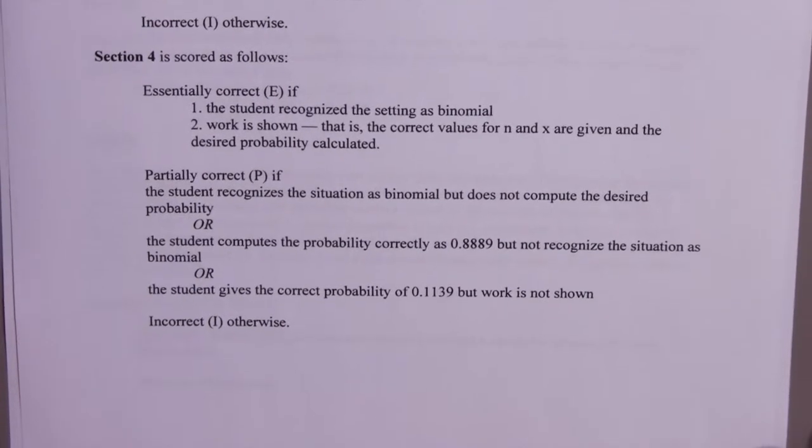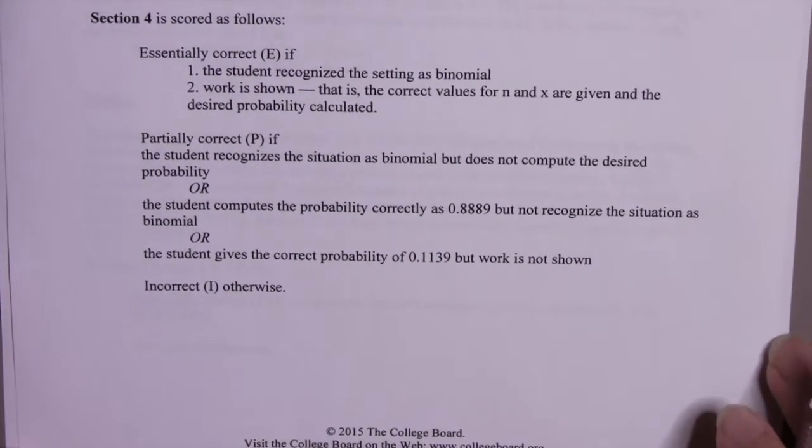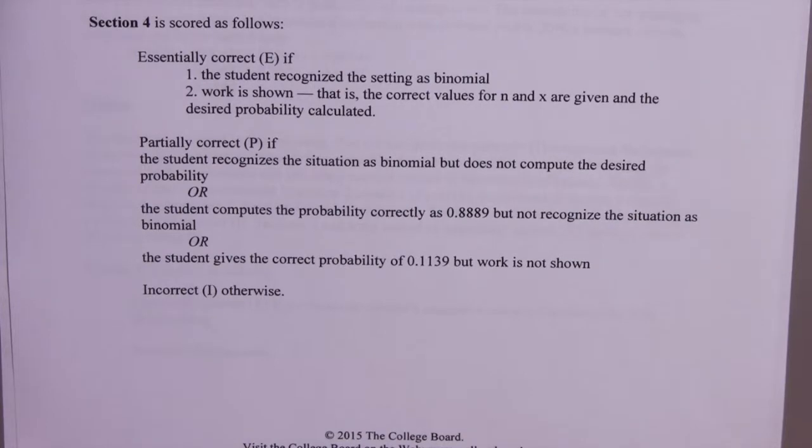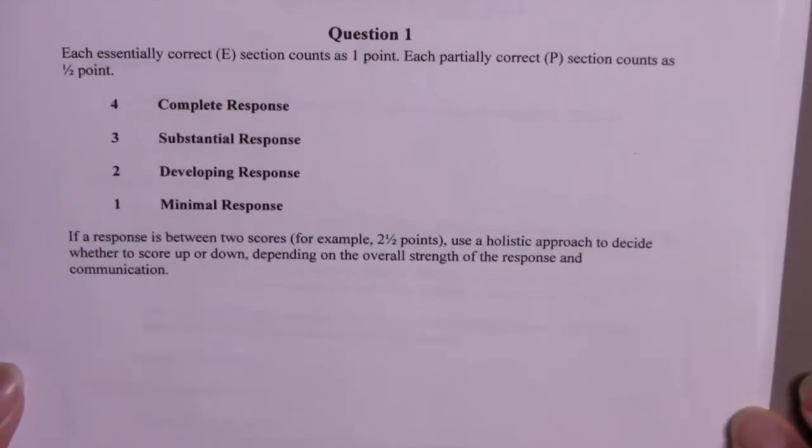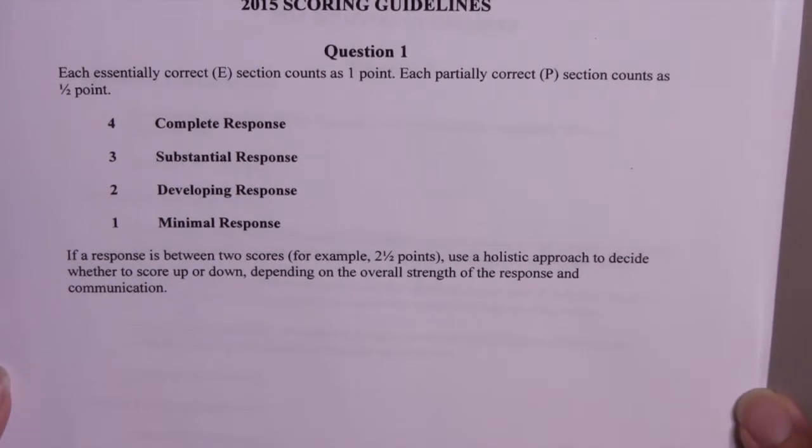So now you're given that. So each essentially correct section counts as 1 point. Each partially correct P section counts as half a point. So 4 is a complete response, 3 is a substantial response, and 2 is a developing response, and 1 is a minimal response. The responses between 2 scores, for example 2.5 points, use a holistic approach to decide whether to score up or down, depending on the overall strength of the response and communication.